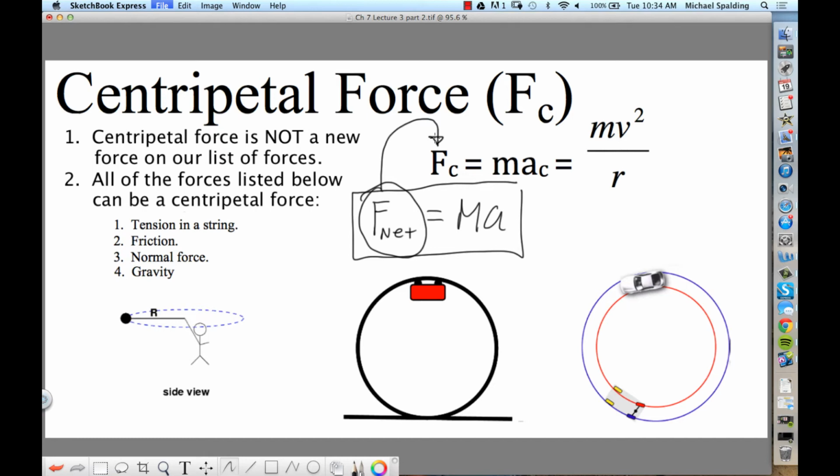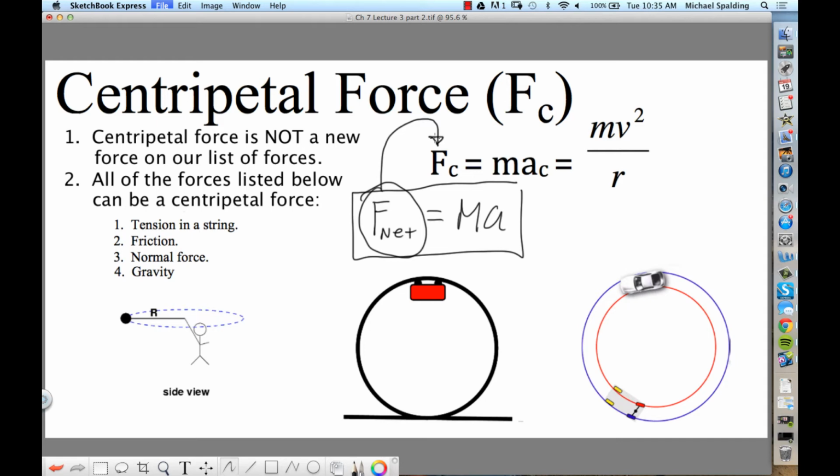Does that make sense? Okay, so like when I swing my keys around like this, ready? Here we go. I'm swinging my keys. What's the centripetal force here? Tension. Tension is the centripetal force. When you're driving your car and you make a turn, that's just a circular path. What force keeps your car in the circle? Friction.